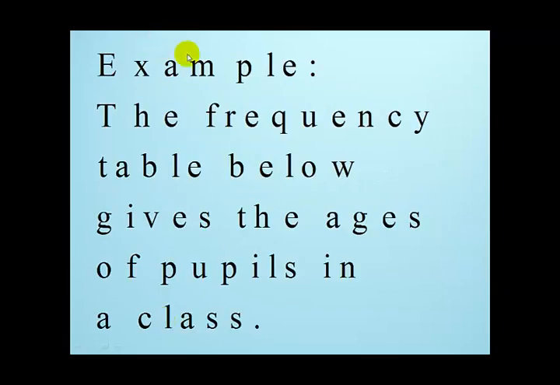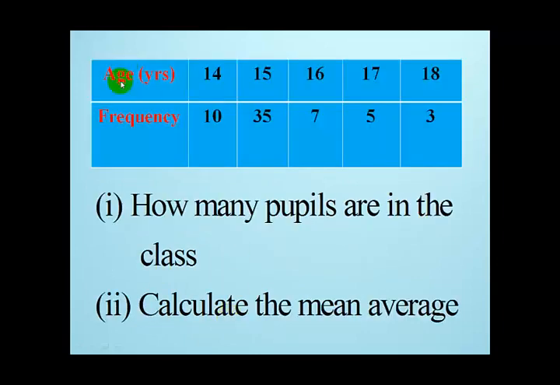Let's take a look at this example and see how best we can find the mean from the table. The frequency table below gives the ages of people in a class. So we have the age in years and this is the frequency.